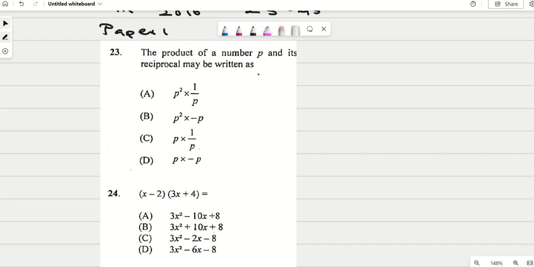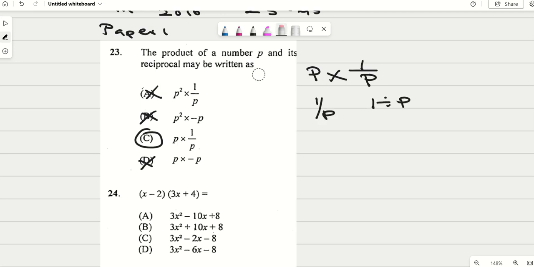The reciprocal means the opposite, the inverse, right? So the inverse of P would be divide by P. So if you look at this, it would not be A, it would not be B, it would not be D. The answer is C. So when they say the reciprocal of P, it's P multiplied by 1 divided by P. So 1 over P is 1 divided by P. When I say the reciprocal, it just means divide by P.